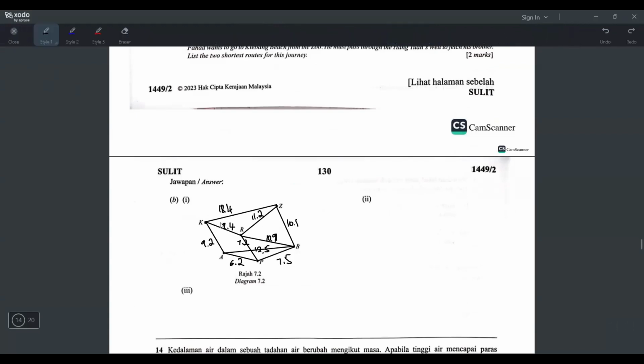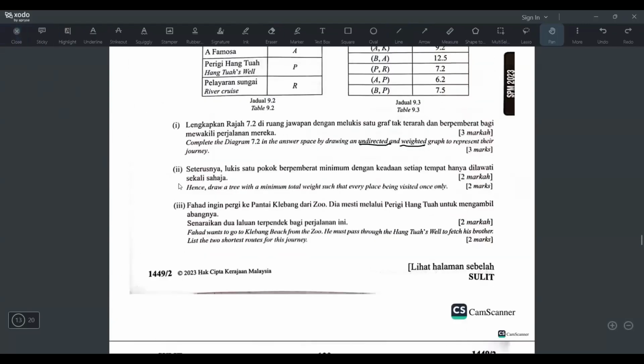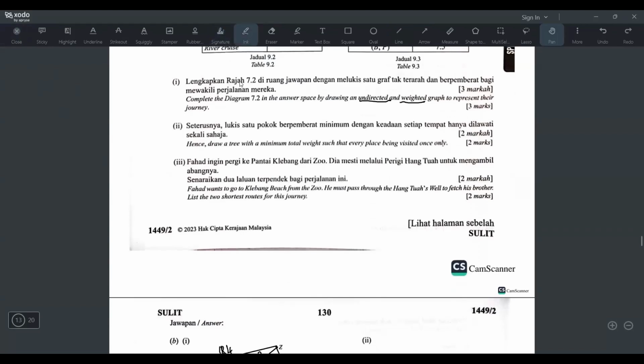So this is an undirected graph, but it's a weighted graph. Okay, so number one worth 3 marks. Okay, no problem. Sudah siap. What about number 2? Hence, draw a tree with minimum total weight such that every place is visited once only.